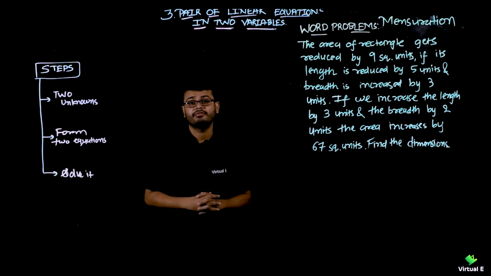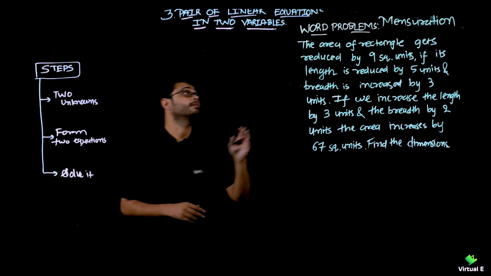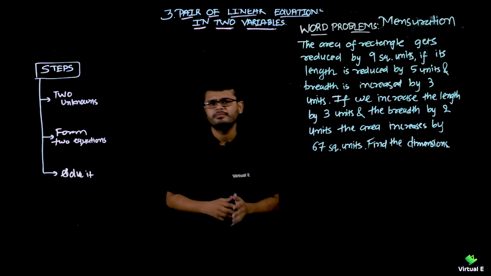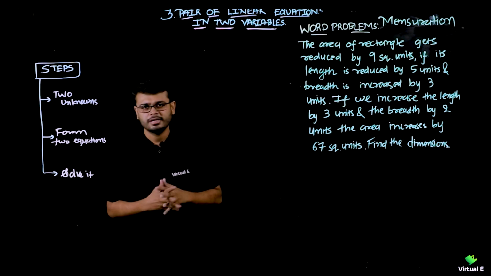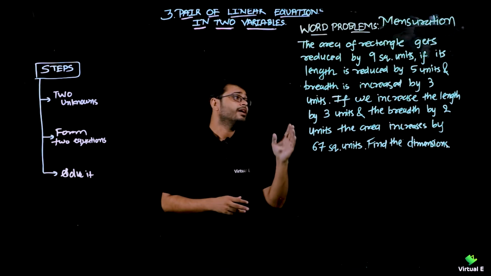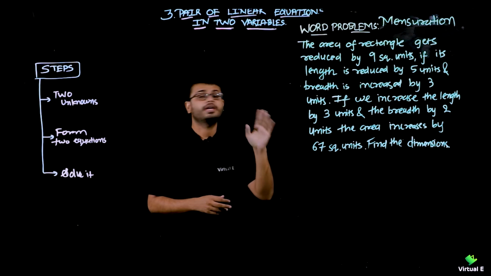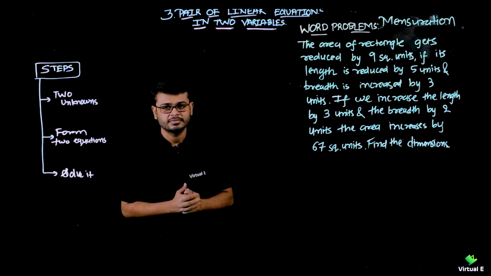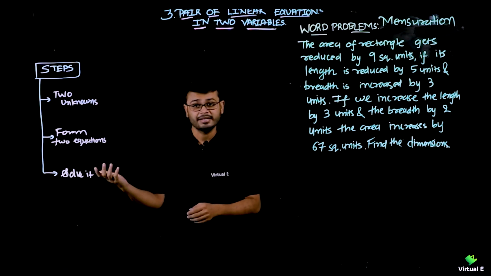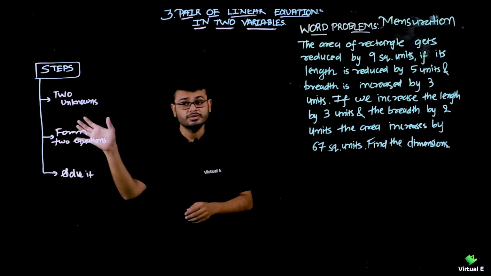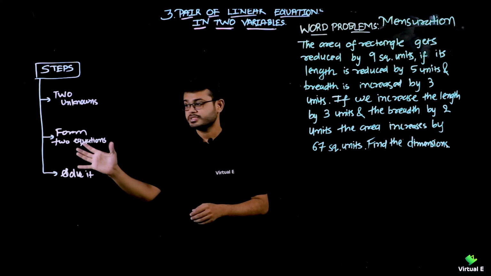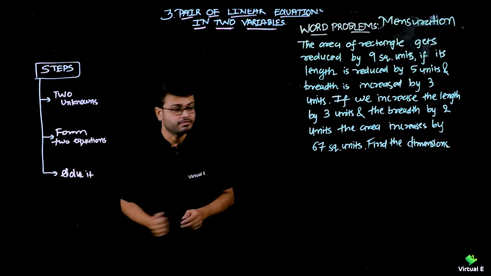So in this session, we are going to discuss word problems related to mensuration. Mensuration deals with area and perimeter. So the problem we are going to have is related to area and perimeter, right? The steps are going to remain the same. We are going to find the two unknowns, form two equations, and afterwards we are going to solve them.